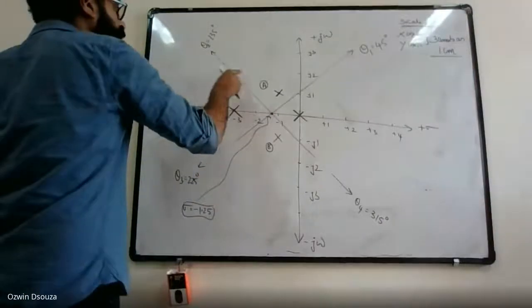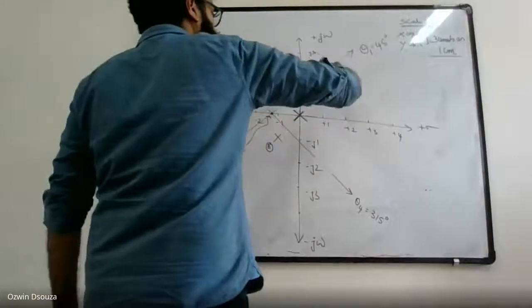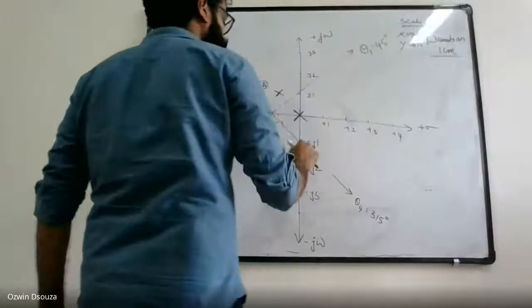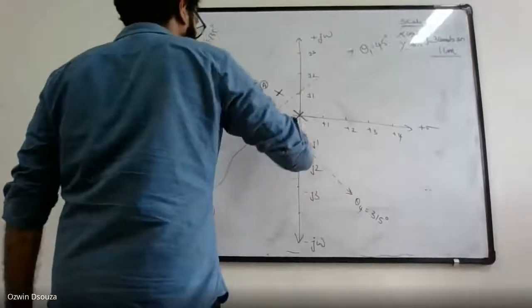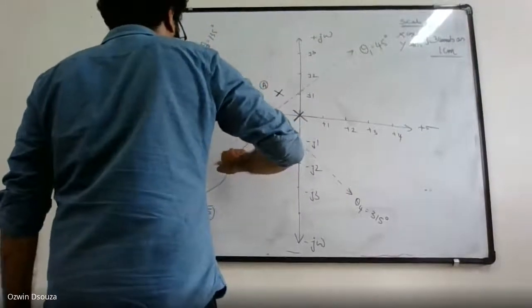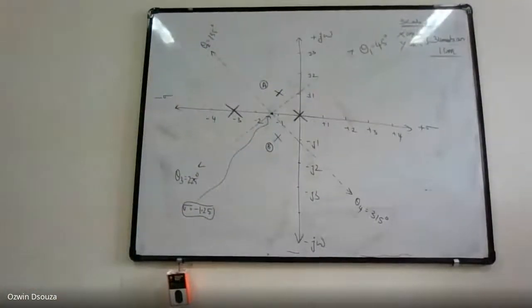So always you can draw them with dotted lines. Because as I said in the beginning, they are not part of the root locus, they are just guidelines. Okay, they will help us in constructing the root locus. You can draw them with dotted lines. Okay. So those are your angles of asymptotes.